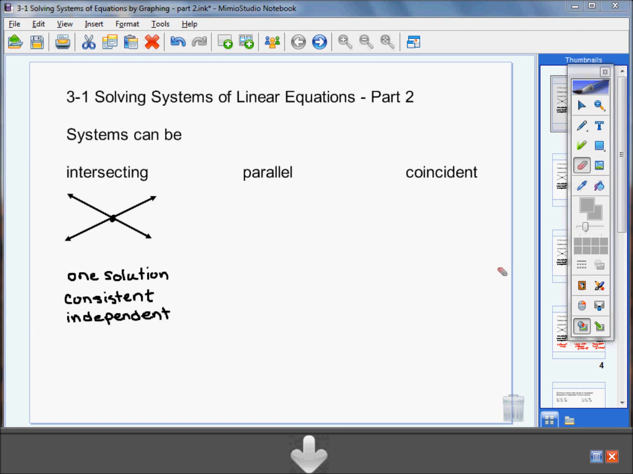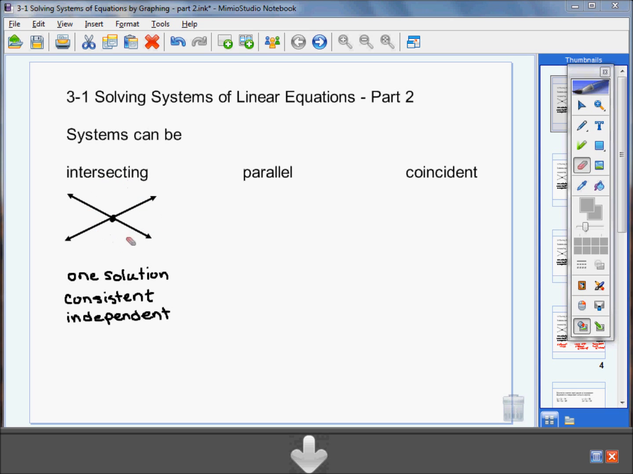To continue the lesson for solving the systems today, okay? The geometry class will find this very familiar because we've been working on the same thing in geometry. If you have a system of equations, three things can possibly happen, okay? One thing that might happen is the lines might be intersecting.